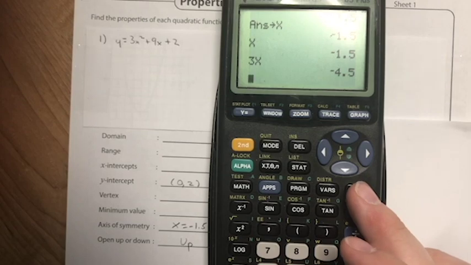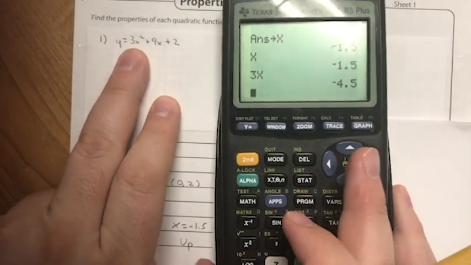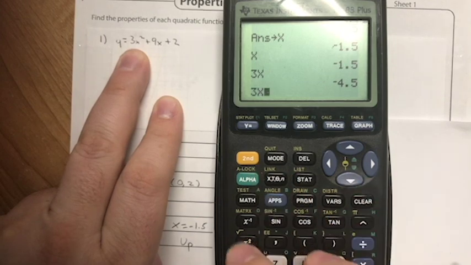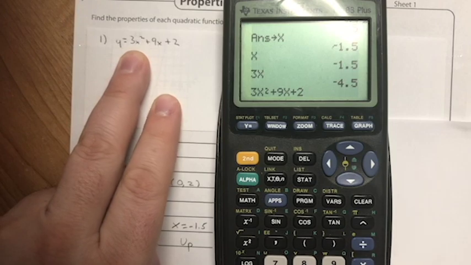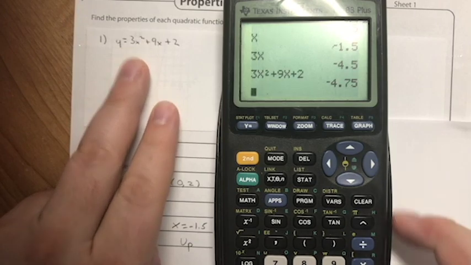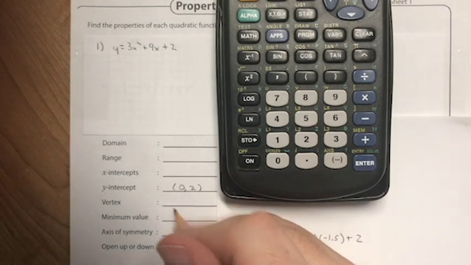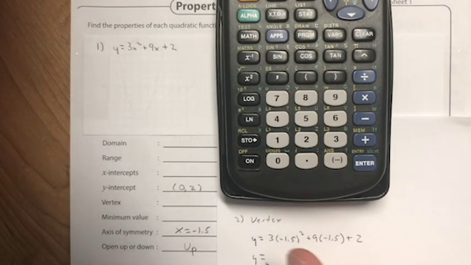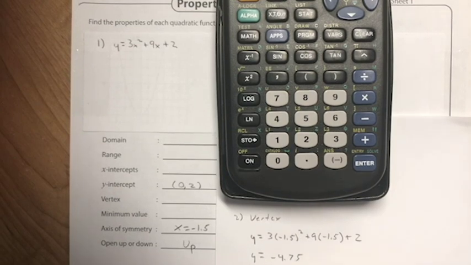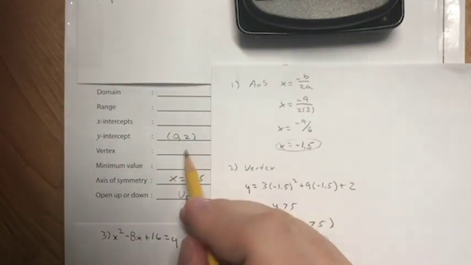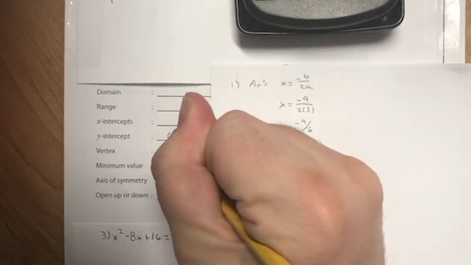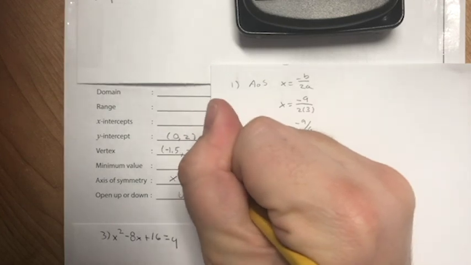As you could probably already guess, what I'm about to do is plug this equation in, because I'm going to say 3x squared plus 9x plus 2. Because I've got that negative 1.5 stowed away, I can hit enter, and it gives me a value: my vertex, or my y value, is negative 4.75. That means my vertex can be found at negative 1.5 and negative 4.75. That is my vertex, so I can write that down.